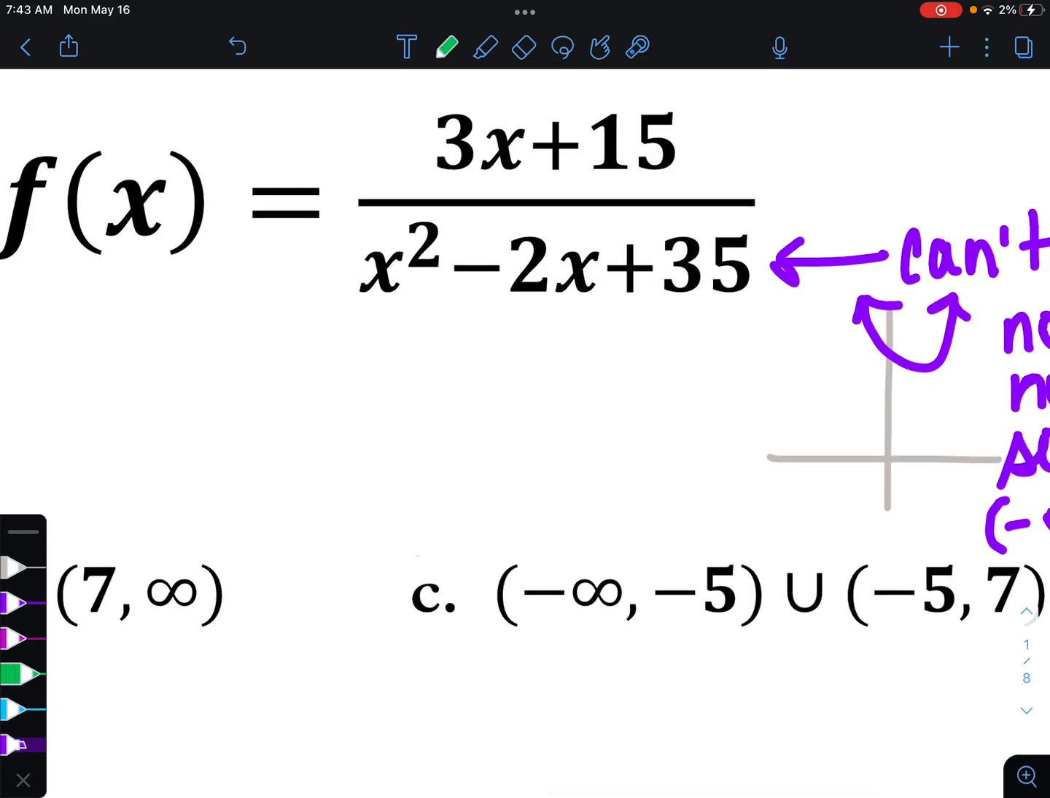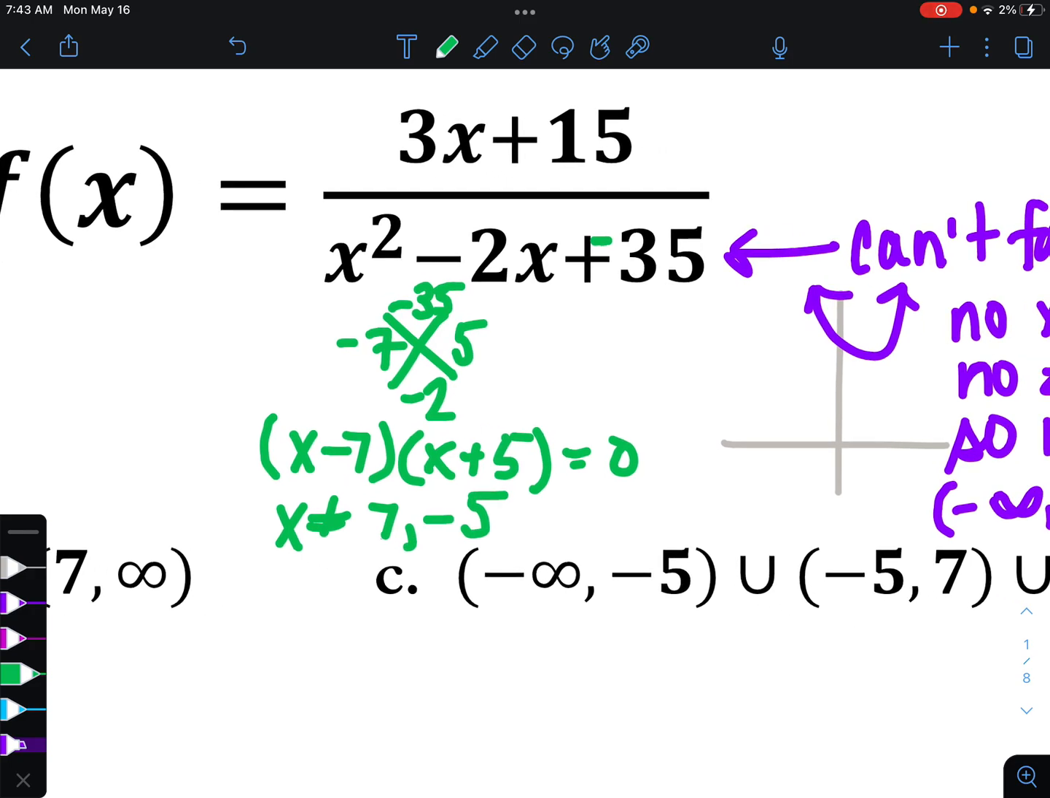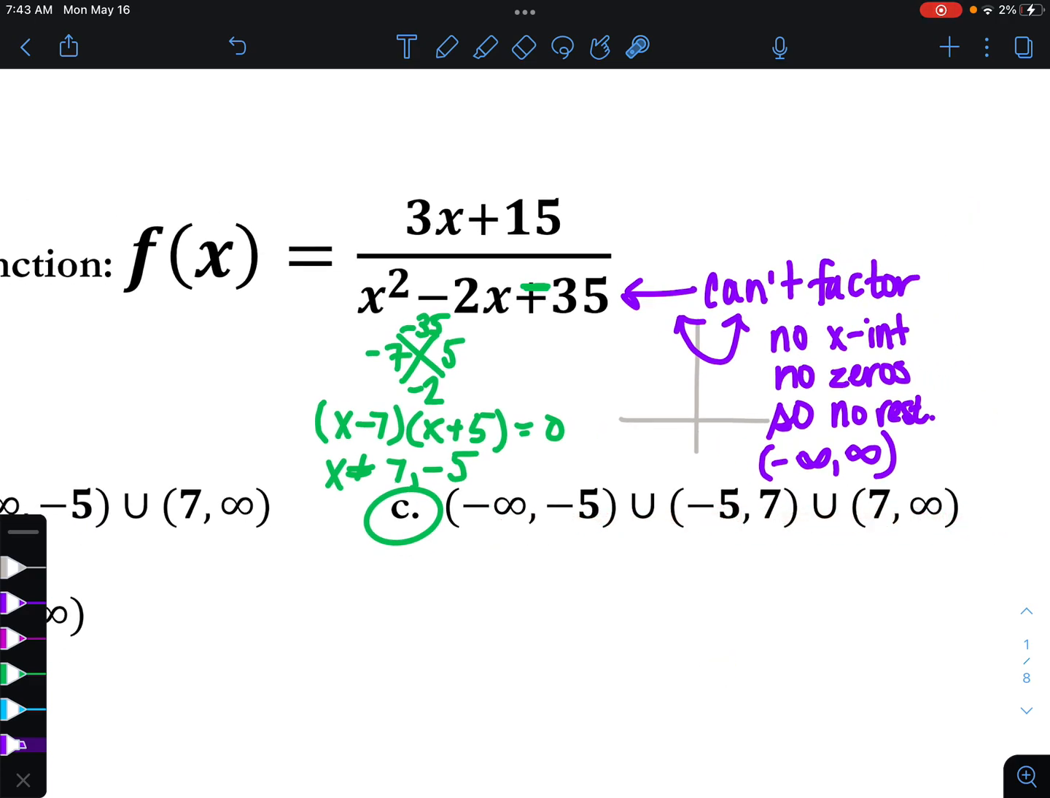For example, if this was a minus 35 and you're thinking of two numbers that multiply to negative 35 and add to negative 2, that would be negative 7 and 5, which would mean your factors are x minus 7 and x plus 5, which means your x values could not equal positive 7 and negative 5. So if this was a negative 35, then C would have been your answer because we'd have to skip over negative 5 and we'd have to skip over 7, and this is what our domain would look like. But again, that's only if this was a negative 35, then it would be able to be factored.